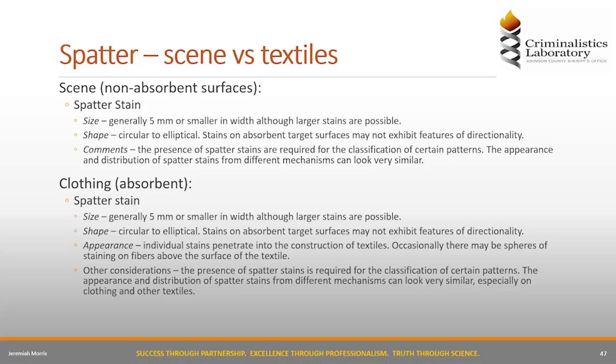So here's our procedures. The features for spatter stains on non-absorbent surfaces are on the top. For clothing, it's on the bottom. I'm just going to highlight one thing here, and that is the appearance. I have specific criteria to call something spatter stains on fabric: that individual stains penetrate into the construction of the textile, and they must be spheres, so that's what they have to look like.